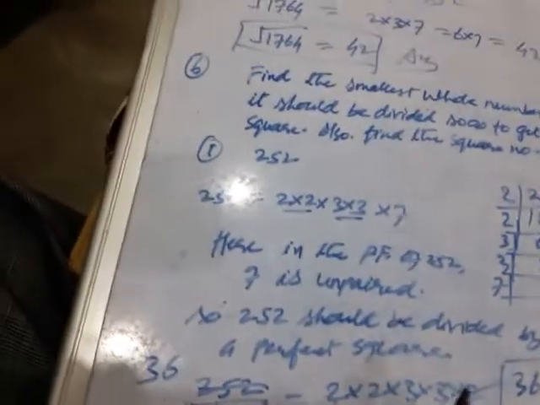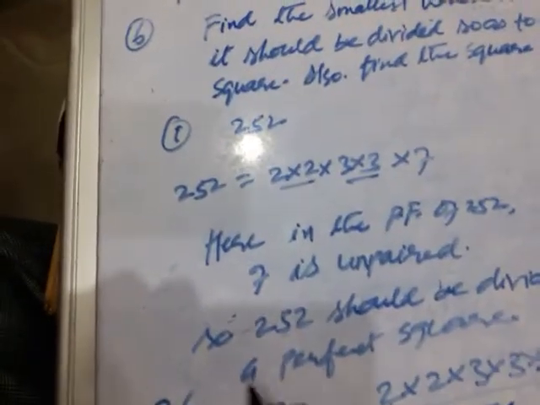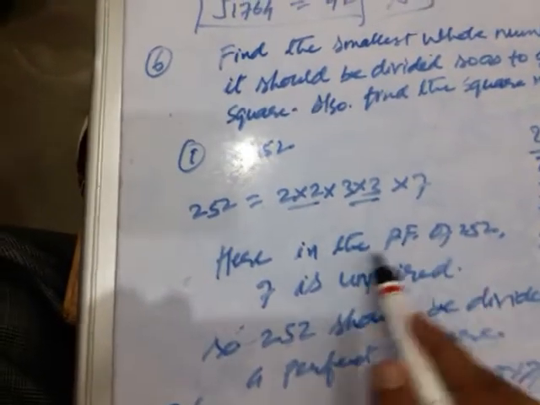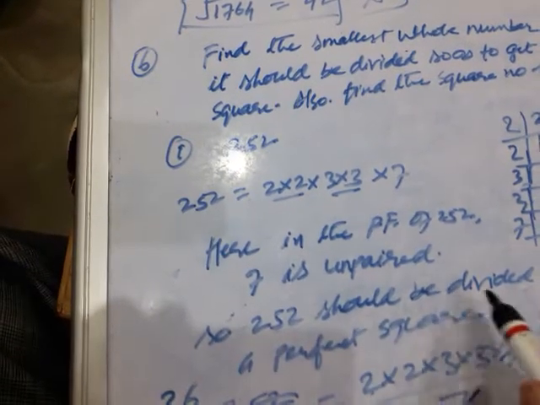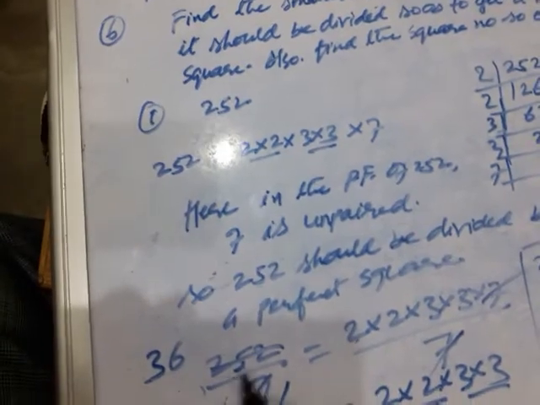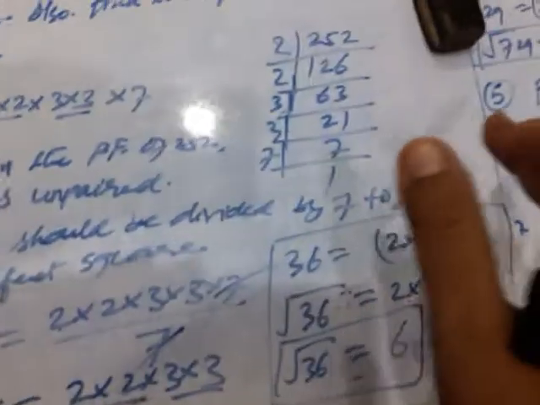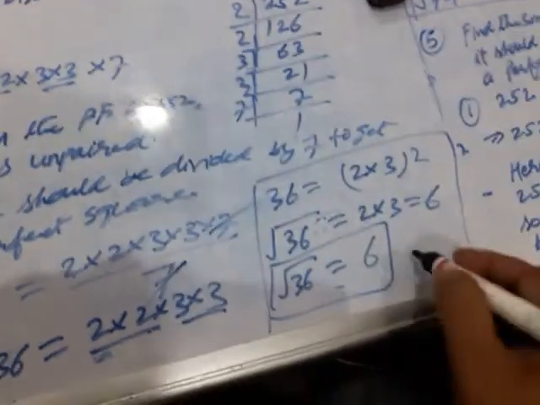So what was the number? By what number should it be multiplied? It should be divided by. So divide this prime 252 by 7, clear, because 7 was unpaired. So as to get the perfect square, we divided 252 and did this prime factorization also. Now root 36 equals this one. Okay children, so this is how we have to find out.